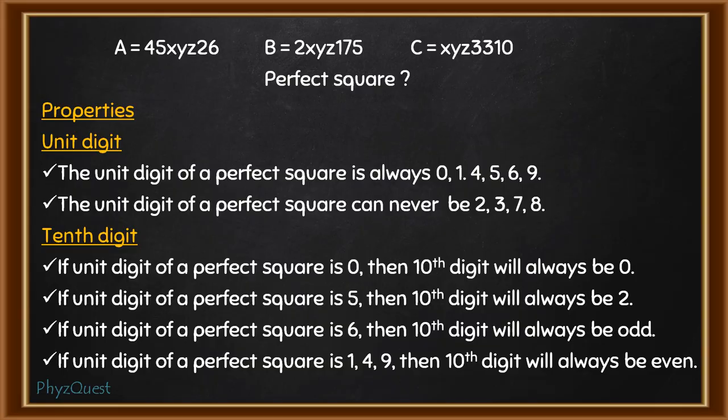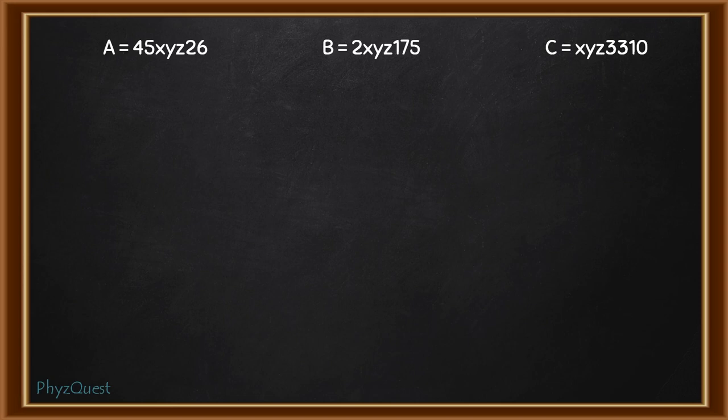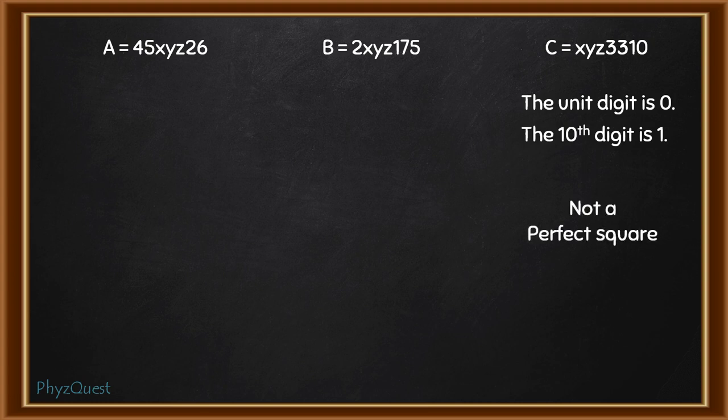So let's test each of the numbers, one by one. Let's consider the number C, that is xyz3310. According to the unit digit rule, the unit digit is 0, but the 10th digit is 1. According to the rule, if the unit digit is 0, the 10th digit should always be 0; there should be an even number of zeros. So it is not satisfying the criteria of a perfect square. So this is not a perfect square.